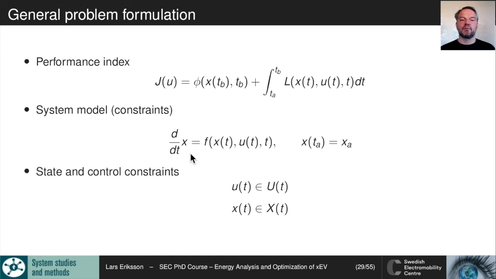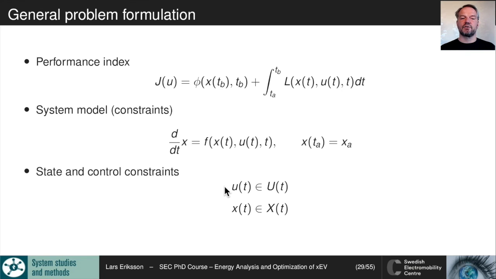Then we have a system model, which is the core of the constraints. So we have the dynamic equation. X here is a vector valued function now, so we could have many states. And we have the initial condition. We're starting here, and the state at the starting point is this. So this could be like Linköping.